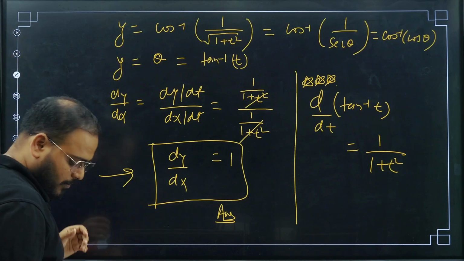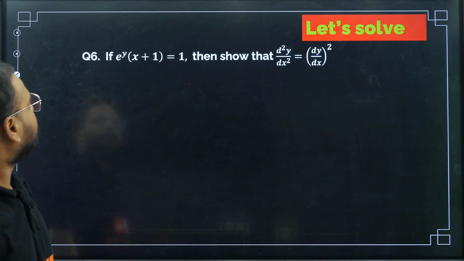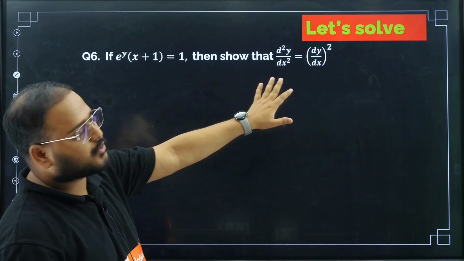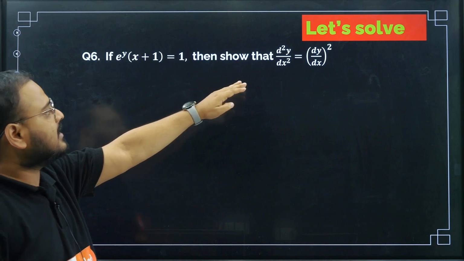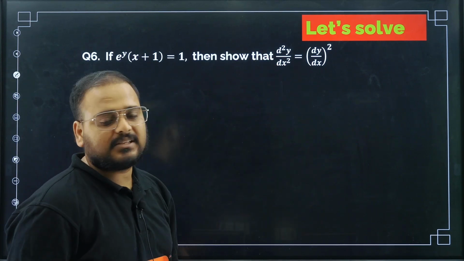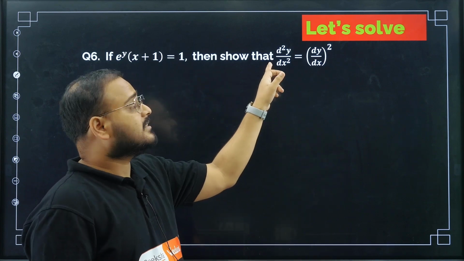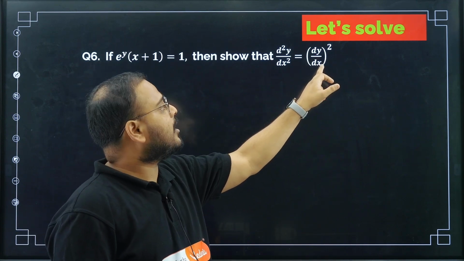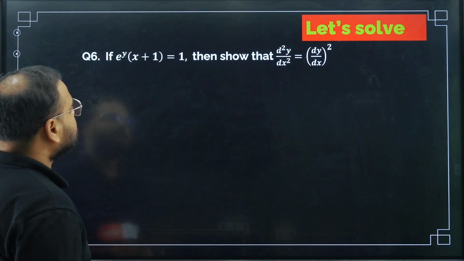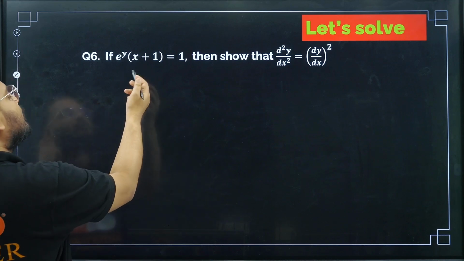Let's move on to the next problem, bacha. Which is, e power y times x plus 1 equals to 1. Then show that this is true. Can you read this? This is second order derivative. And what is this? The square of first order derivative. Alright, so let's see. What type of function is this? Can you see this from here?